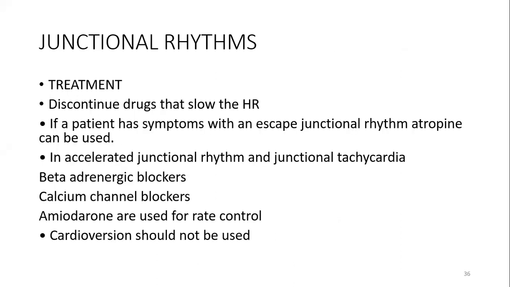Treatment: discontinue the drugs that are slowing the heart rate. And if the patient has symptoms of escape junctional rhythm, you can use atropine to increase the heart rate. If there's accelerated junctional rhythm or junctional tachycardia, you can now further reduce the heart rate with beta blockers or calcium channel blockers, or you can use amiodarone.